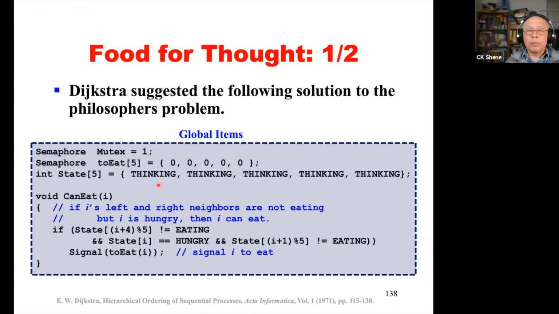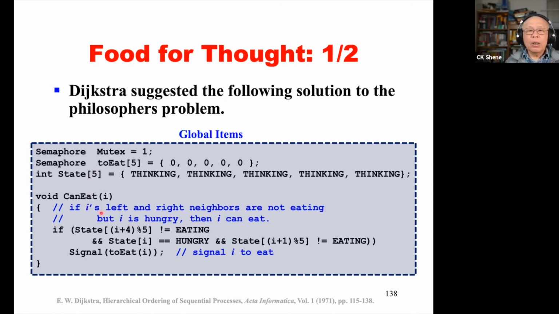When this philosopher wants to eat, before he can eat, his state would be hungry. After this philosopher successfully acquires both chopsticks, this philosopher's state is changed to eating. So we use a function called can eat to determine whether a philosopher can eat or not.